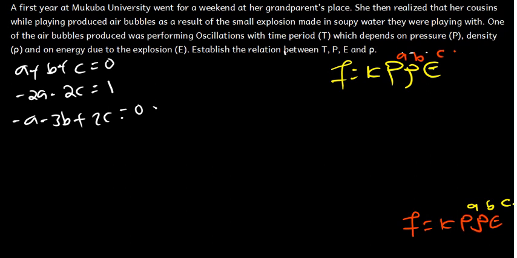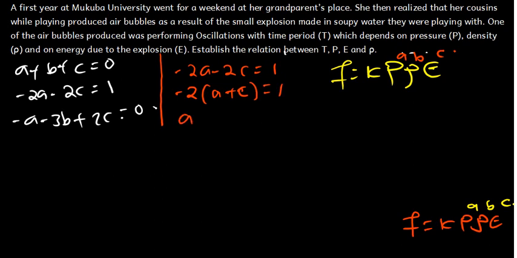So what I'm going to do is get the second equation, which is negative 2A minus 2C has to be equal to 1. So I'm going to factor out negative 2. I'm going to have negative 2, and then open brackets A plus C, is going to be equal to 1. Okay, so I can divide both sides by negative 2. I'm going to get A plus C is going to be equal to negative 1 divided by 2. That is what I want us to have.